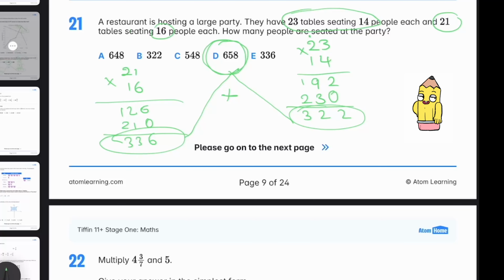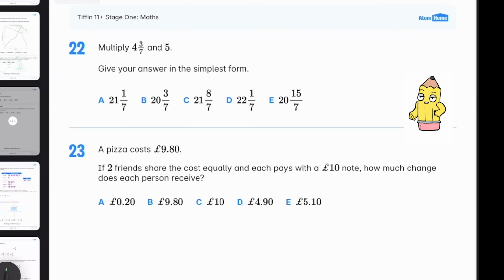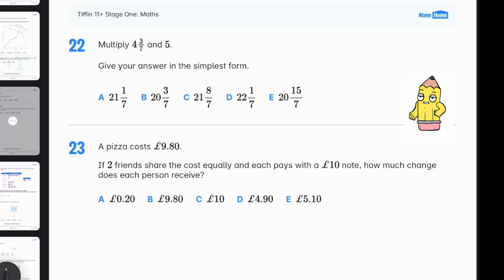I hope this multi-stage problem was clear. Let's now move over to question 22. Multiply 4 and 3 over 7 by 5.